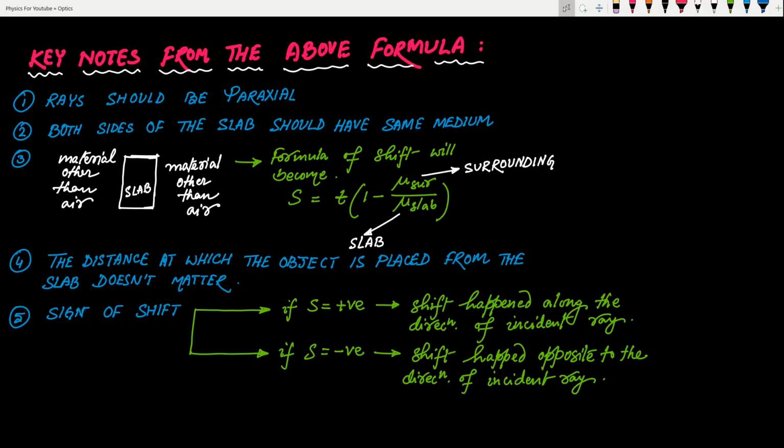Now let's look into the keynotes from the above formula that we have derived. Basically, we will be dissecting the formula. So the formula was S, that is shift, is equal to T multiplied by 1 minus 1 by mu, where mu was the refractive index of the glass slab that we have used, or it can be any material by which the slab is made up of. Okay, so this was the formula.